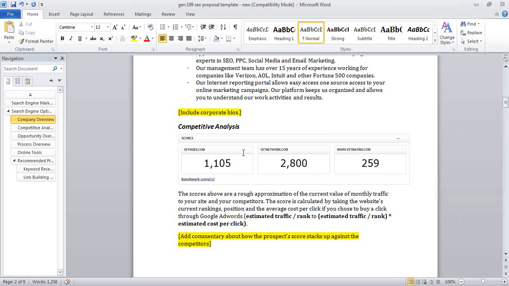So in this particular case, we're using our trusted demo, the VetHubs demo. I plugged into the web grader VetHubs, VetNetwork, and VetMatrix. Those are three people that operate in that space, and I got back some scores immediately. So I'm going to flip over and show you what I did to get this.